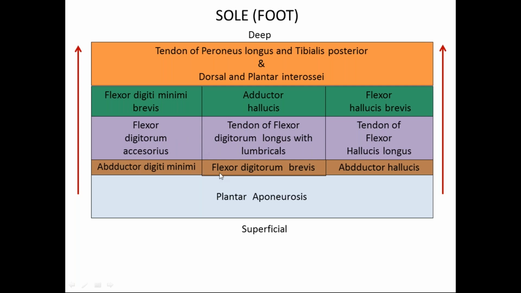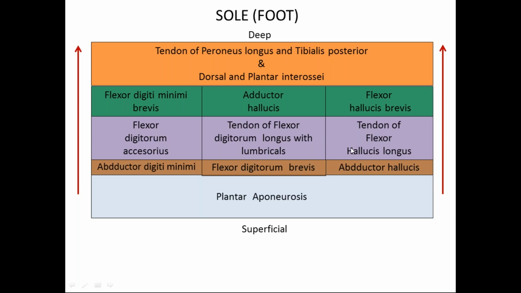The first layer has one flexor and the two abductors, the third layer has one adductor and two flexors, and the second layer has the flexor digitorum accessorius, the long tendons of the flexor digitorum longus along with the lumbricals, and the flexor hallucis longus. I'm not going to discuss how these muscles appear, but as I told you earlier, to identify the nerve you must know how to identify the muscles in that region. If you can identify the muscles and bony landmarks, you can easily identify the nerve because they run in between them.